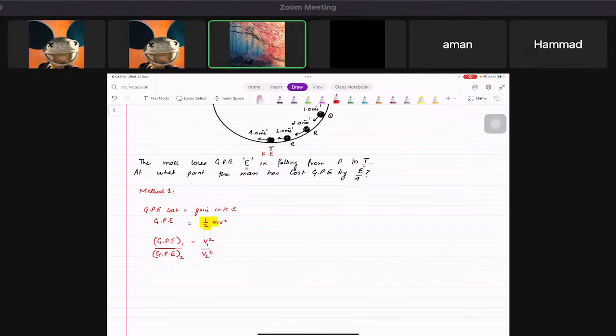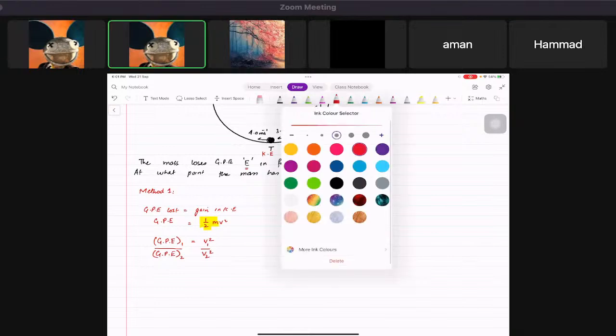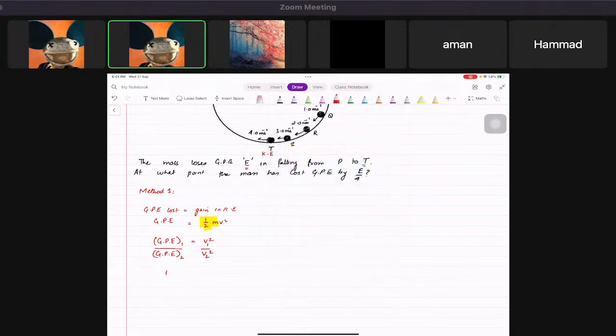Yes. Now, he says when the gravitational potential energy lost was E, the speed was 4 meters per second and it was at T, right? So the mass loses E in falling from P to T. Agree? So what will be the speed when it has lost a quarter of the total energy, and we want to find this V2 square? Do you understand? That's just a way to make a ratio.